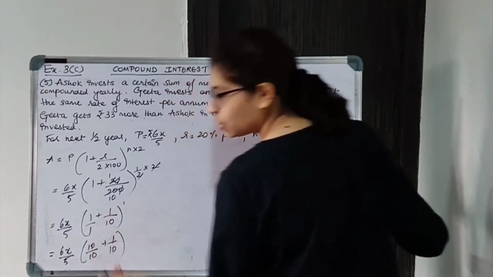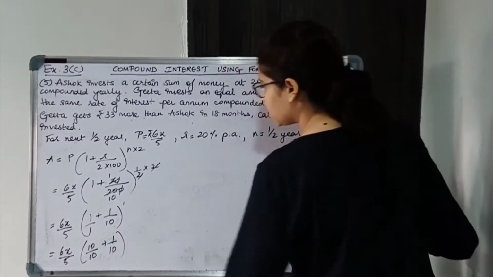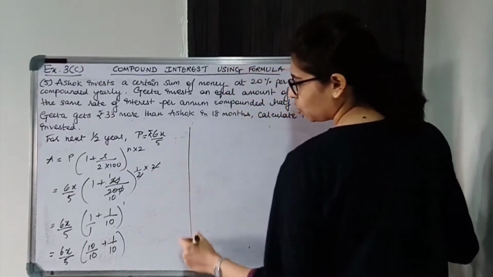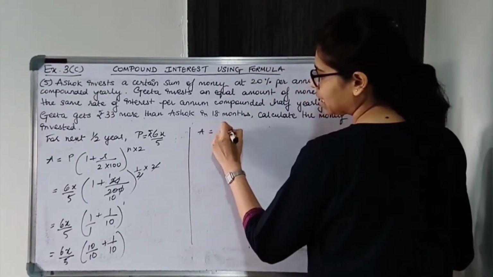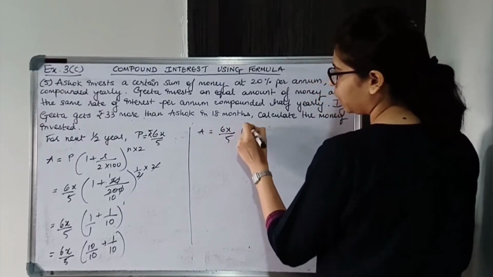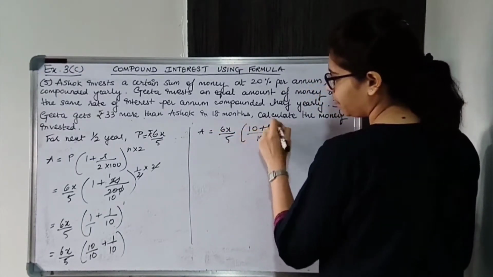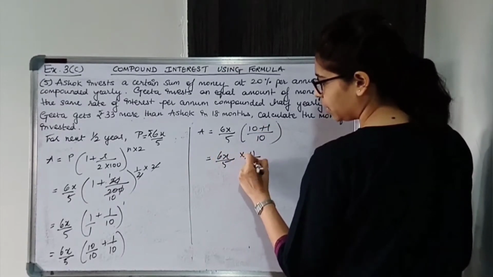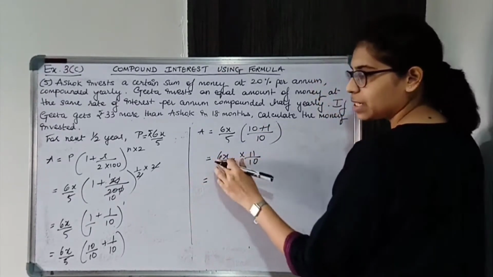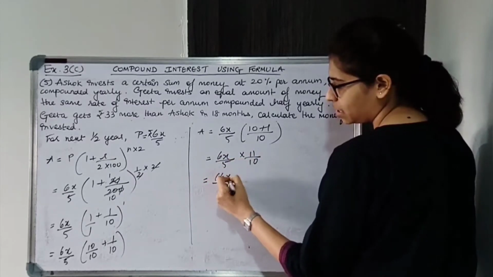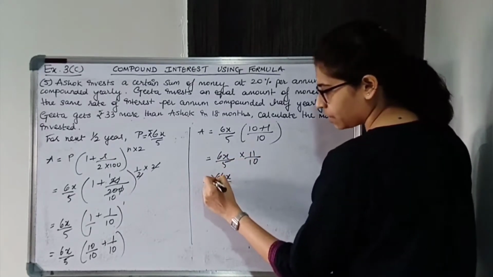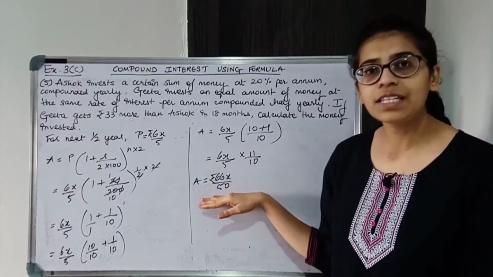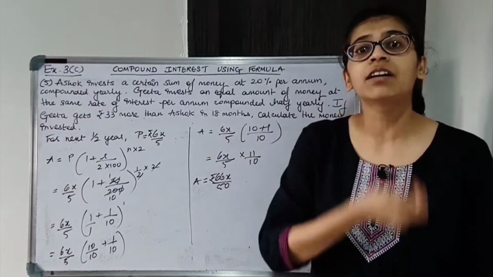Now we don't need to write raised to 1. Okay, it's understandable. So A is equal to 6x upon 5 into (10 plus 1) upon 10. So 6x upon 5 into 11 upon 10. So 6 11s are 66x upon 5 into 10, 50 rupees. So this is the amount received by Ashok after 1.5 years.